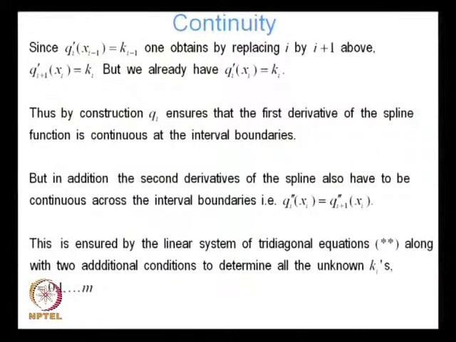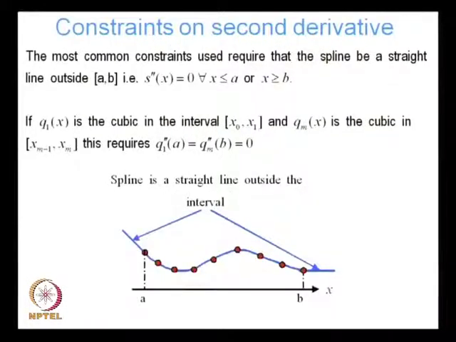But as I said, we need 2 additional equations, because there are fewer equations than the number of unknowns. So we need to solve that system with constraints, and the constraints we use require that the spline be a straight line outside the interval. If it's a straight line, that means its curvature has to be 0, that means the second derivative has to be 0. So S double prime(x) is equal to 0 for x less than or equal to a and x greater than or equal to b.